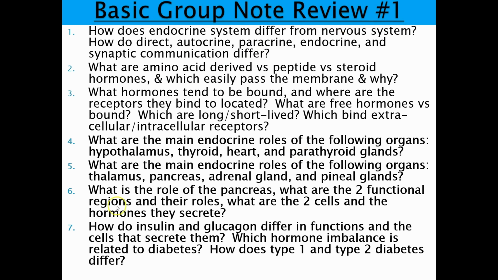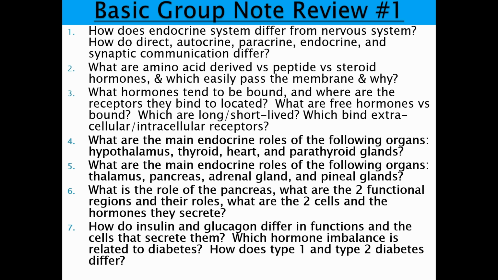So this is the basic group note review. You should be able to answer the first three. Those of you that didn't see the first lecture, this is what was covered in full detail. And then these are the new ones, so you should be able to answer 4, 5, 6, and 7 at this point. So we are officially through one lecture. This is the second episode, or part 2 of lecture 1.